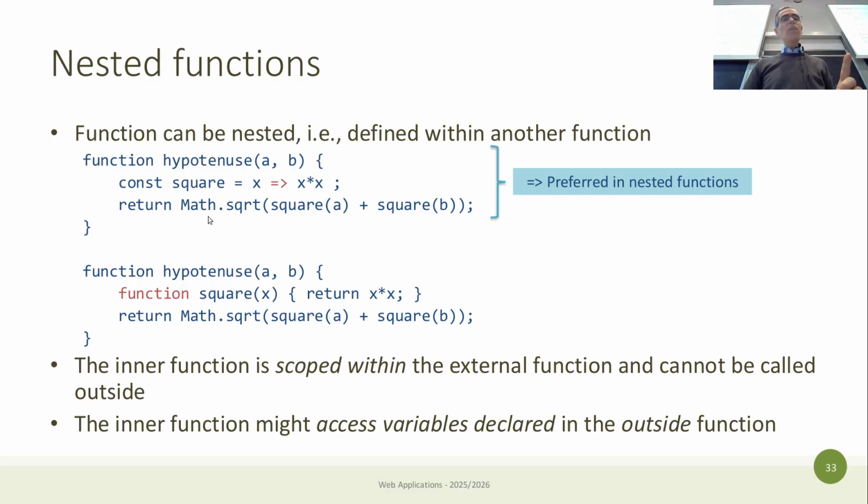The only thing you need to remember is that square is just like any other variable defined in an inner scope: it is not visible outside. So square here is not visible outside the function code. But like any other variable that we define inside, let A, let B, and so on, it's scoped inside the code of the function.